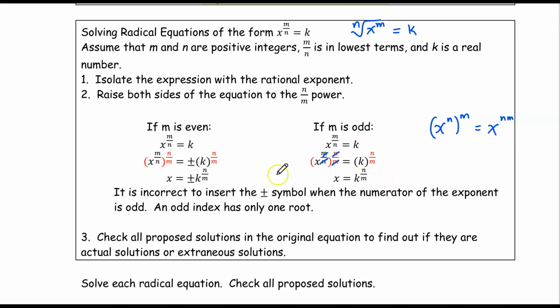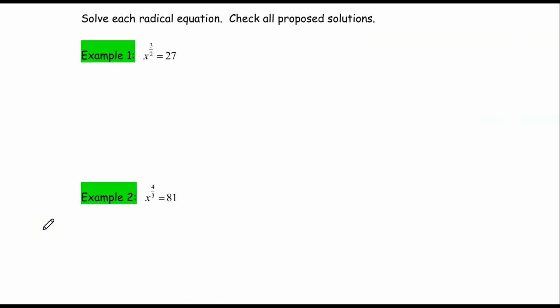Now, this is the case if the numerator for the power is an odd number. If it is even, you would need to add the sign plus or minus, so you will have two roots if the m here is even. And then it's always nice to check all the proposed solutions in the original equation to find out if they are actual solutions or just extraneous solutions.